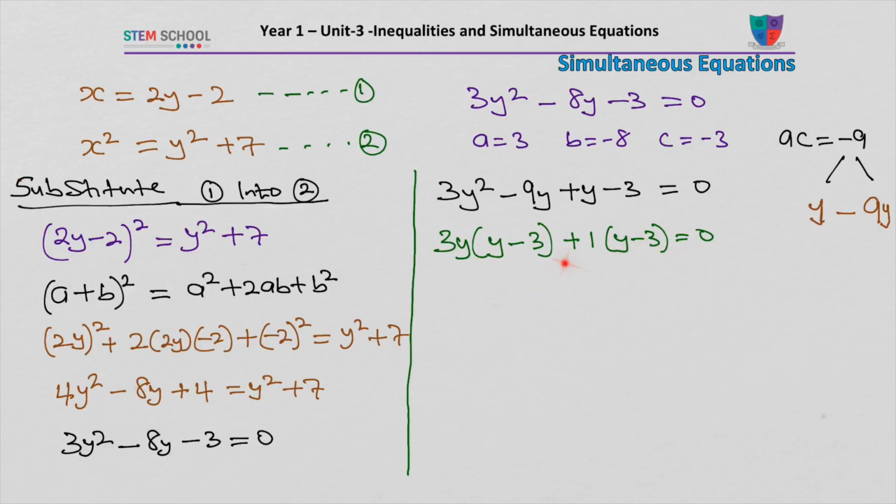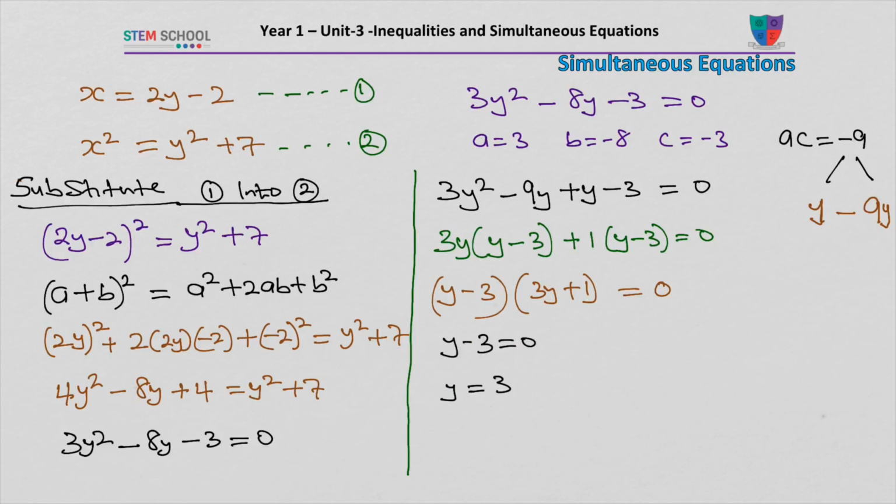Now there's a common factor between these two, y minus 3. So this common factor is common here. So I've written that down, y minus 3, and what I'm left with is 3y plus 1. So these are the factors for the quadratic equation. Now I need to turn the factors into roots. So I need to set that to 0 and I need to set that to 0.